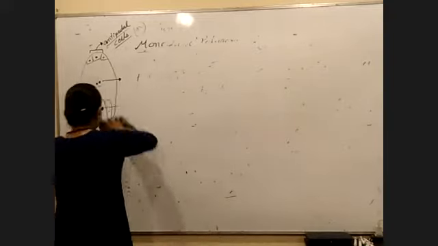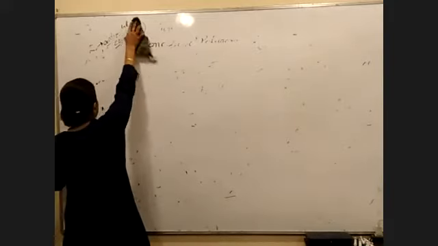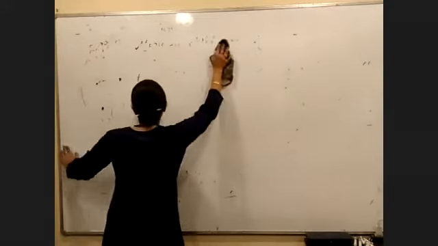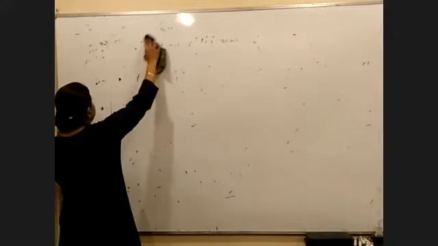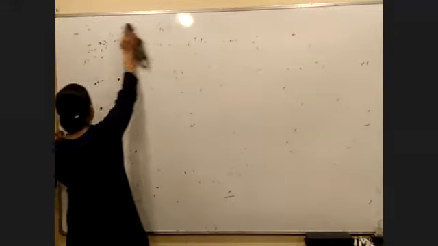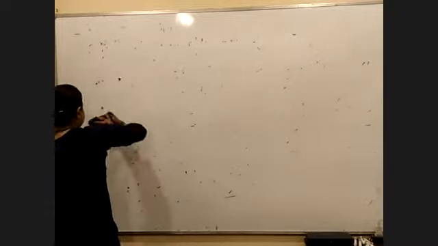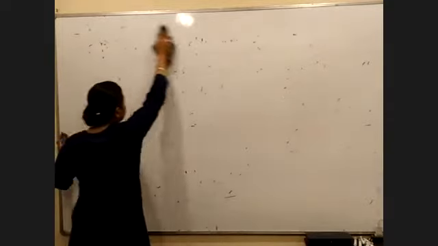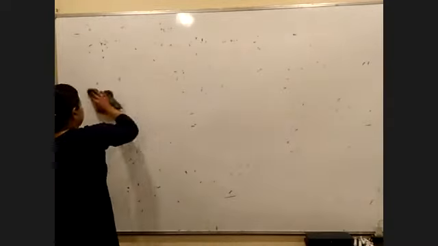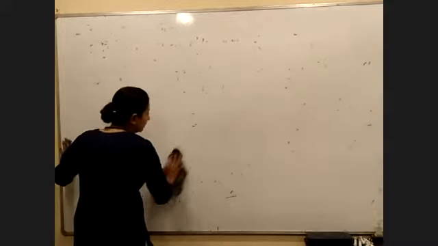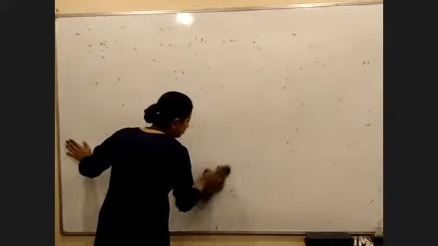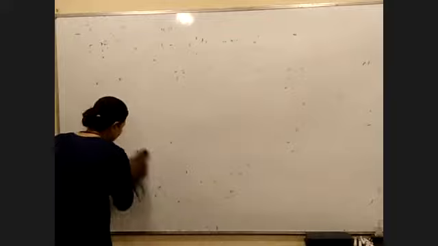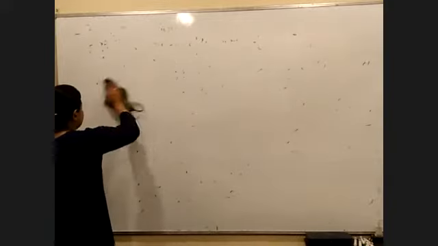A pollen grain contains a male gamete. The embryo sac contains the female gamete. Then we are concerned with fertilization, so the male gamete should fuse with the female gamete. But before fertilization, pollination is necessary. Now, why is pollination necessary?